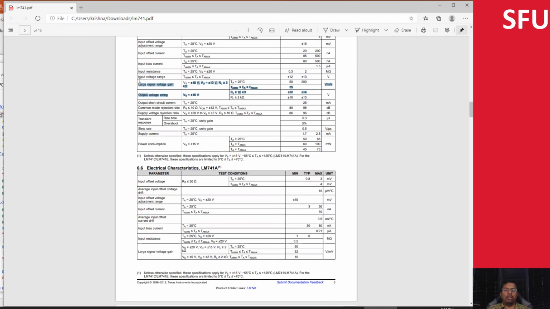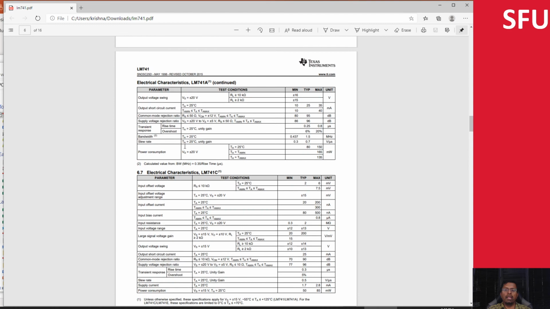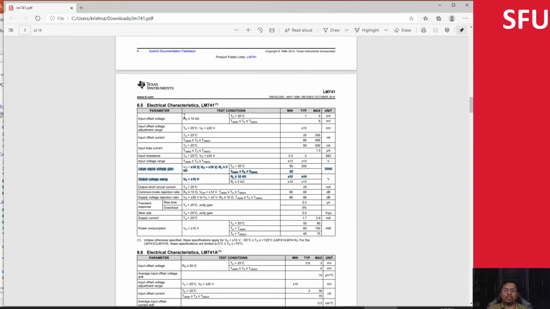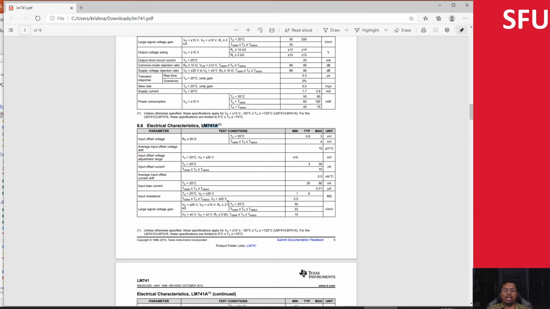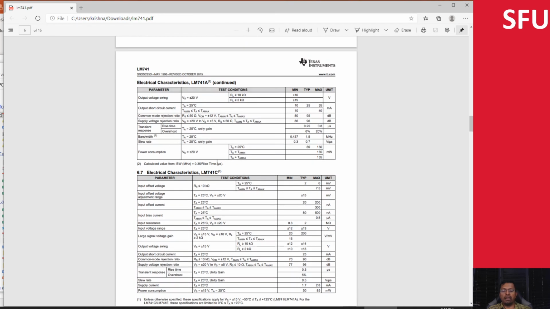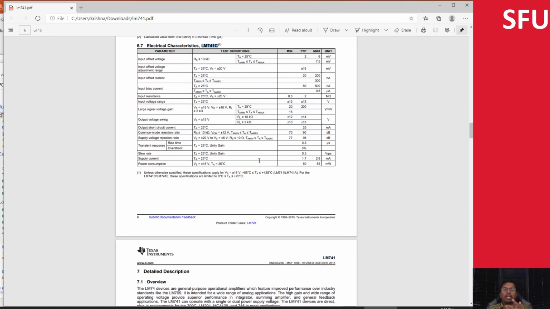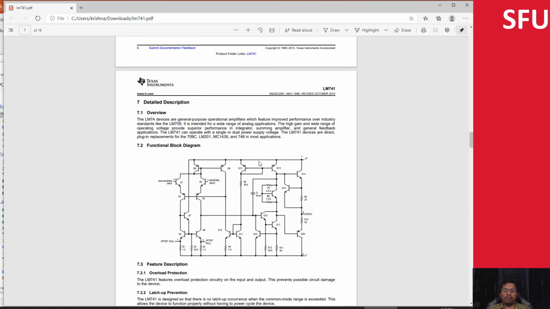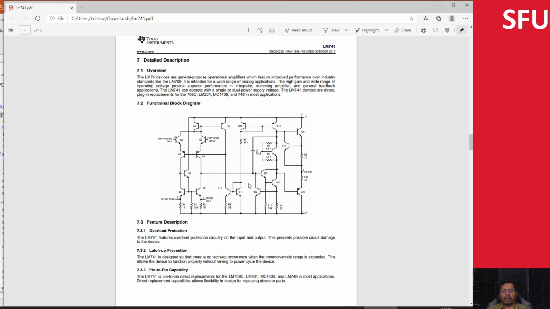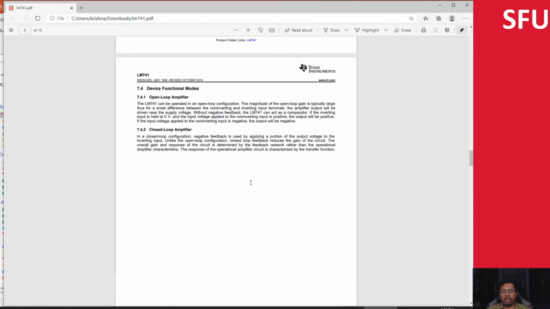So you can actually Google LM741. Then you might have typical variations. So this is LM741, this is LM741A, and so on, and then this is 741C. These would have slightly different specifications, but the basic application would be the same. This gives you a simplified circuit or a block diagram. We're not going to look at that either.